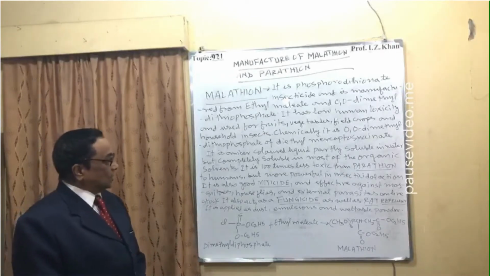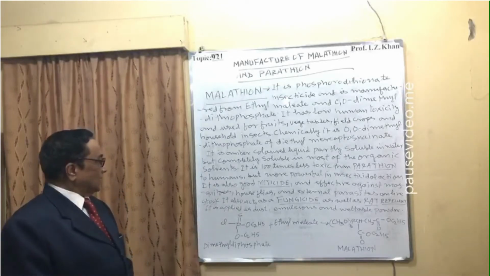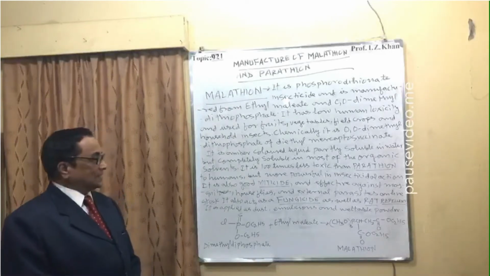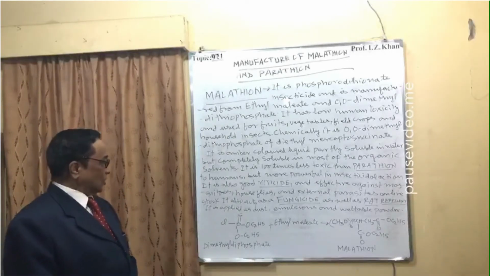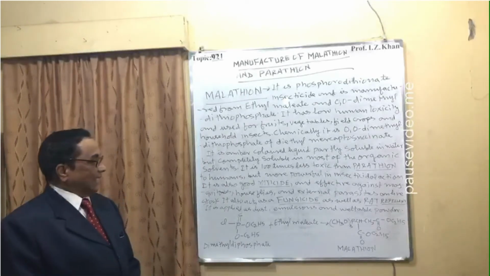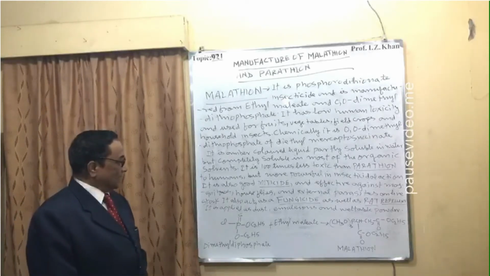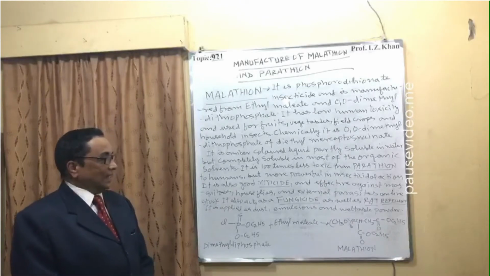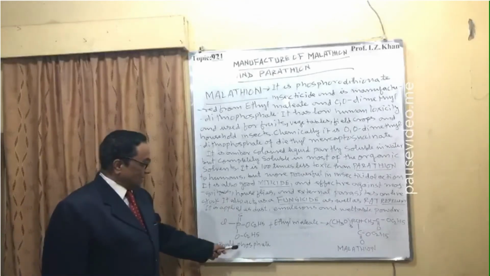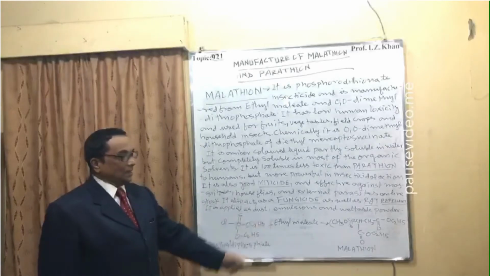It is also a good miticide and effective against mosquitoes, houseflies and external parasites on livestock. It also acts as a fungicide as well as a rat repellent. It is applied as dust, emulsions and vegetable powder. So this is your dimethyl diphosphate. When it is treated with ethyl maleate, you will get malathion.